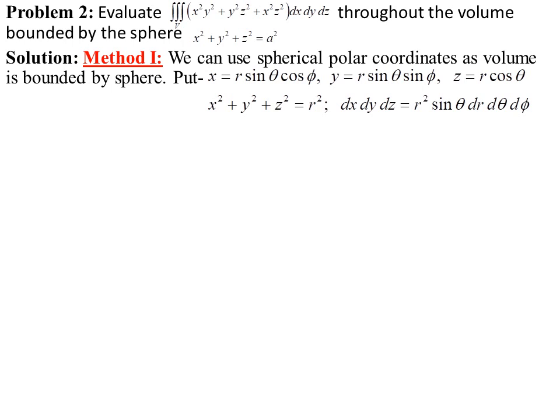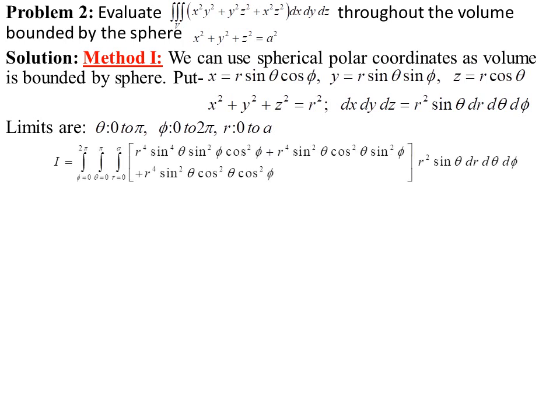So corresponding simplification and limits we can substitute in this way: theta varying from 0 to pi, phi varying from 0 to 2 pi, and r varying from 0 to a, as the integration we have to carry out throughout the volume of the sphere. So these will be our limits. With the help of these limits and substitution, the integration can be written in this way: integration of phi from 0 to 2 pi, theta from 0 to pi, r from 0 to a.